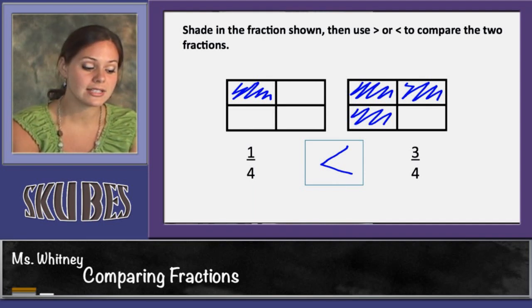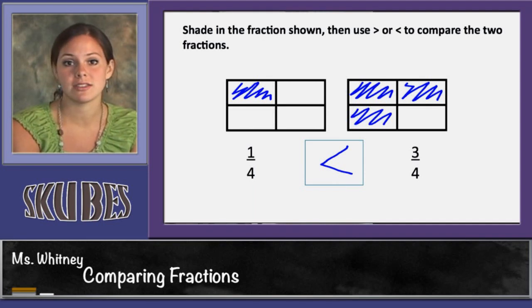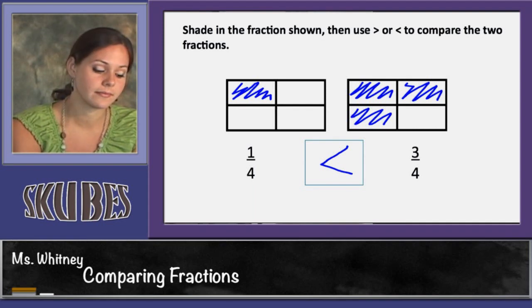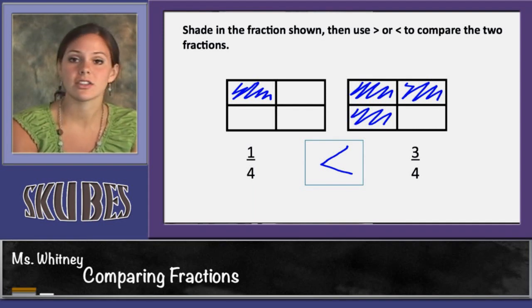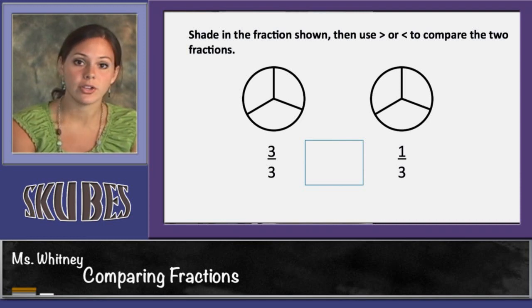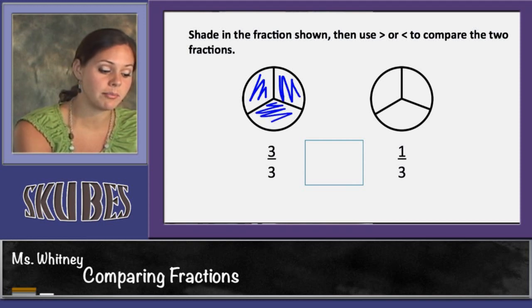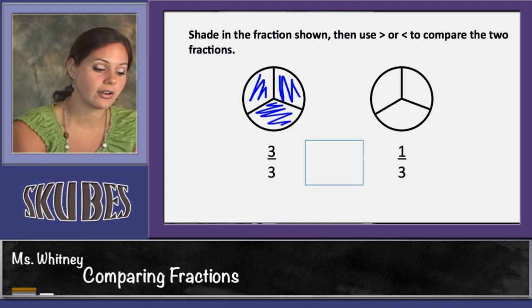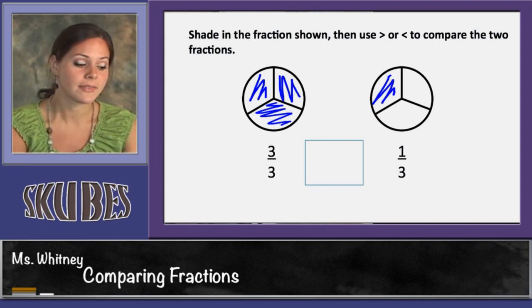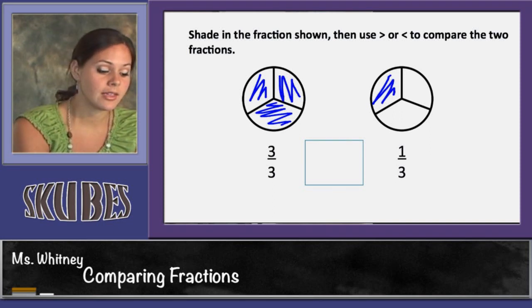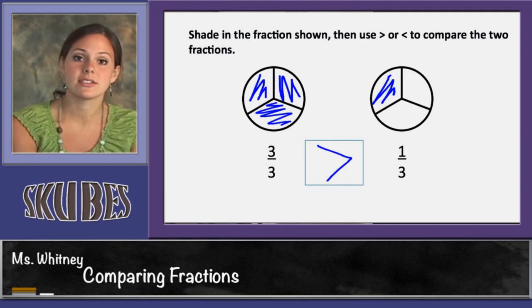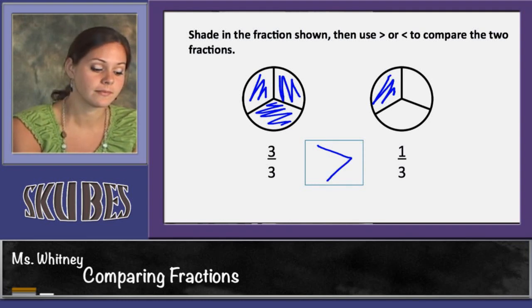Make sure the widest part of your sign is always open to the bigger fraction. Let's look at the next example. 3/3, so I'll shade in 3 out of the total 3 parts, and 1/3, I'll shade in 1 out of the 3 total parts. I can see from my picture that 3/3 is greater than 1/3.